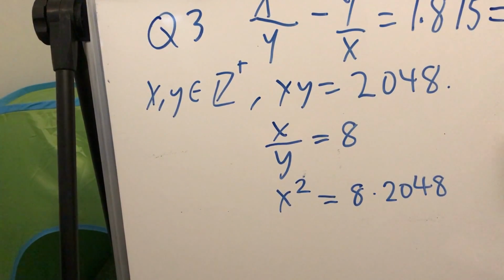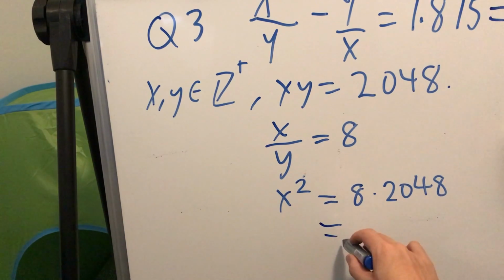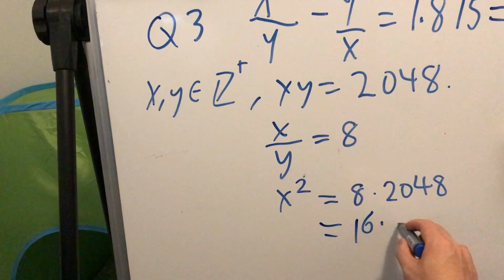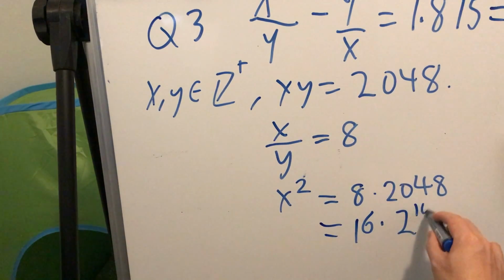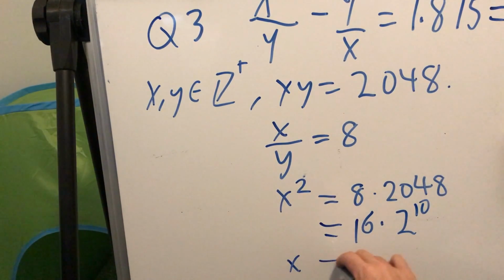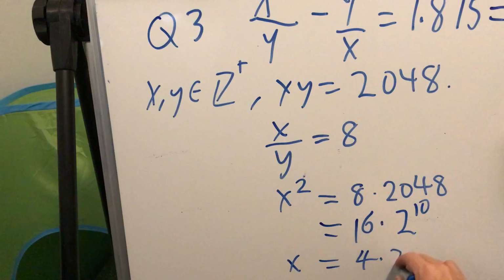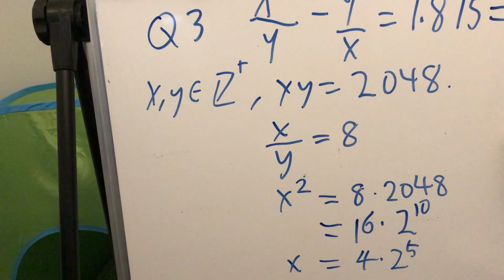Sorry, my video kind of cut off, but I was at this point, x squared equals 8 times 2048, which you could write as 16 times 1024, which is 2 to the 10. So x should be 4 times 2 to the 5. Okay. And it says find x, so it's almost kind of telling, you're assuming that it's unique.